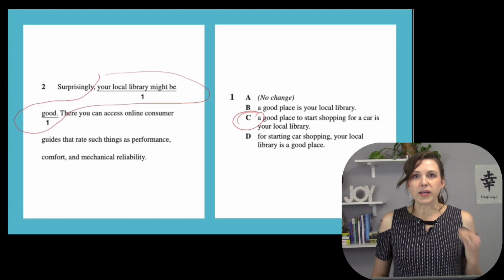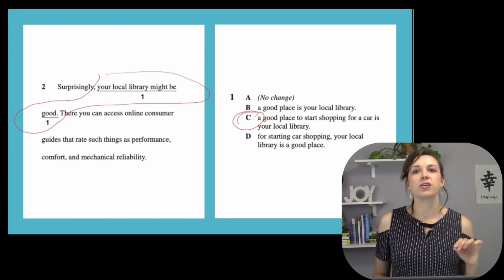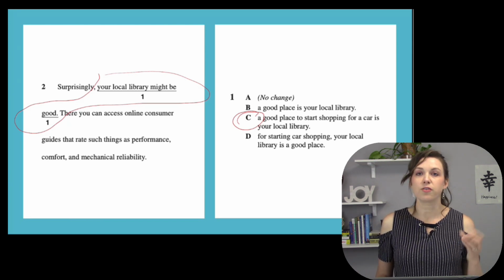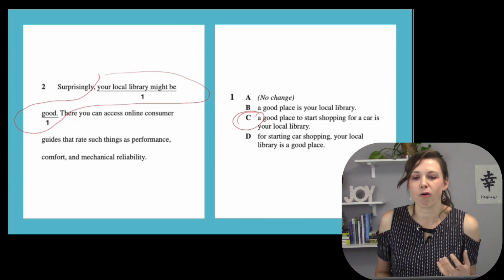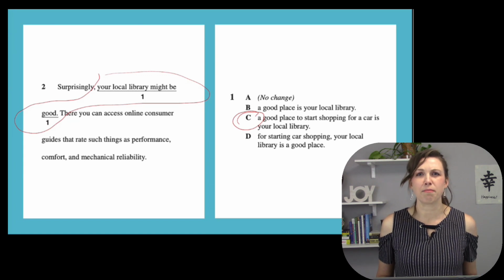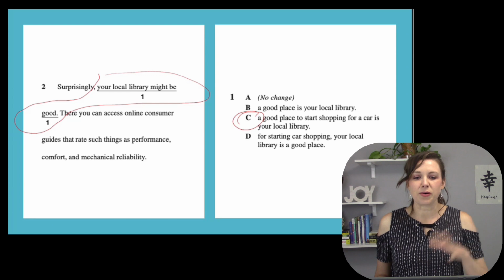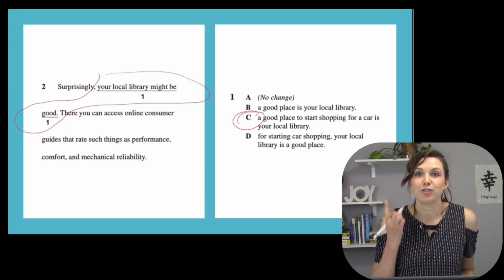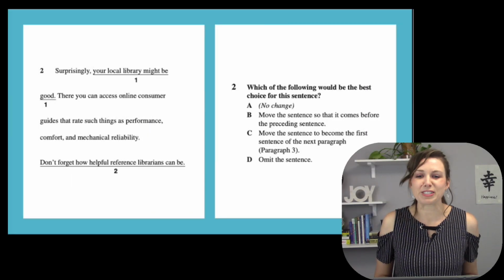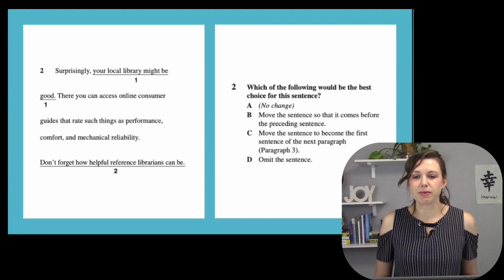The reason is this sentence here is a topic sentence for the entire paragraph. So you want to give us a little bit more, remind us that you're talking about cars. Then it's going to go into the detail maybe about the library and that sort of thing, but with car shopping. Number two. Which of the following would be the best choice for this sentence?